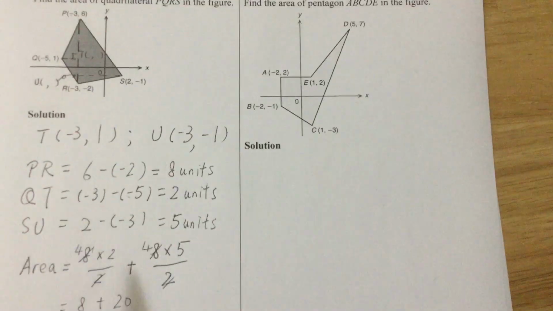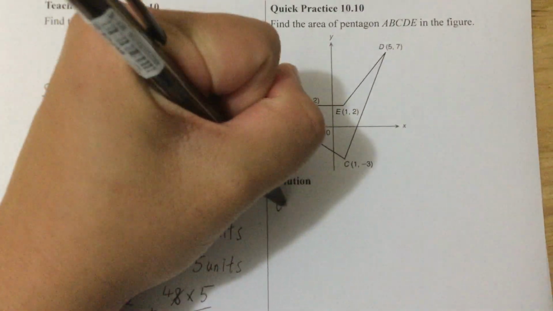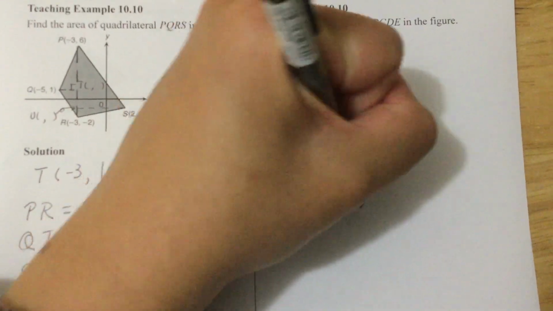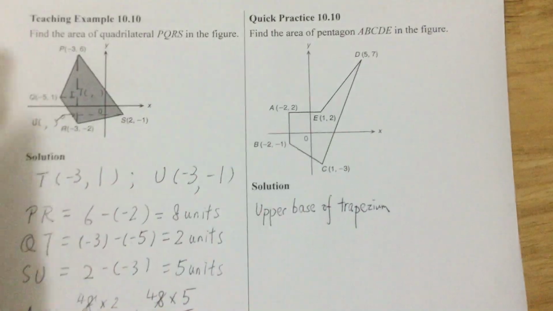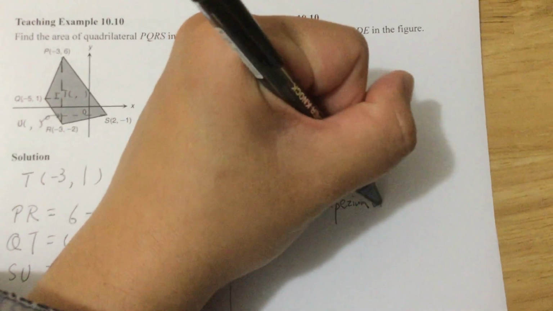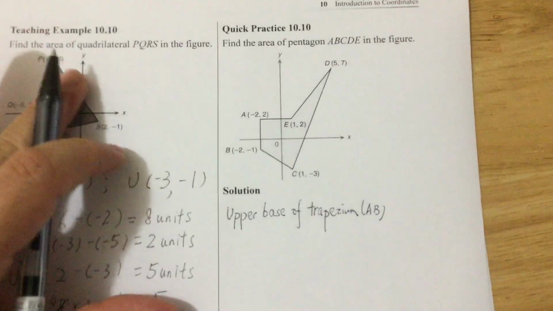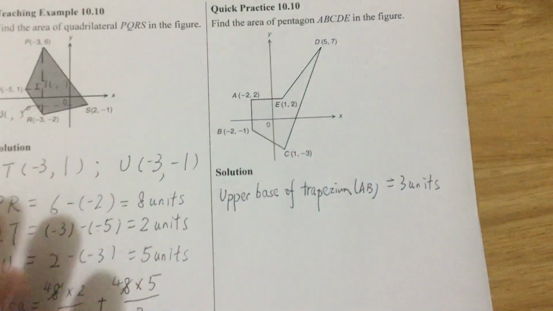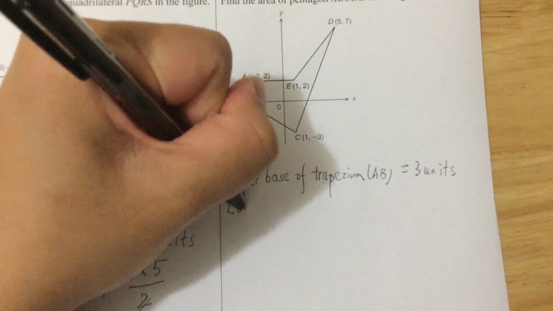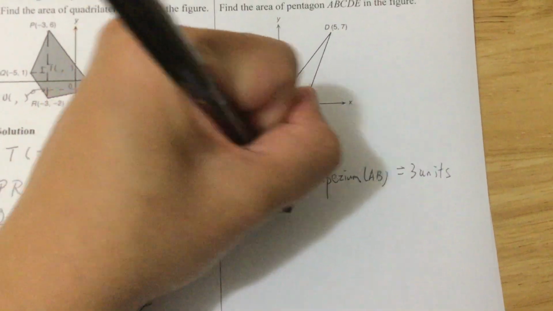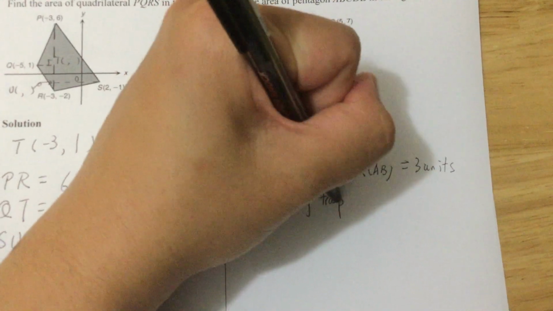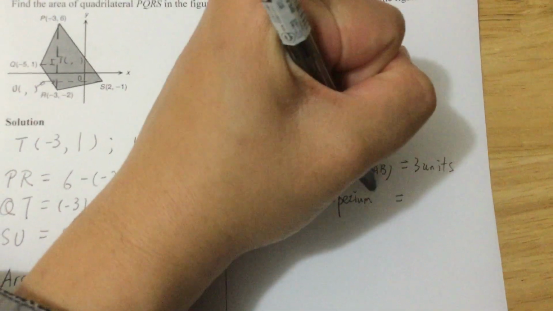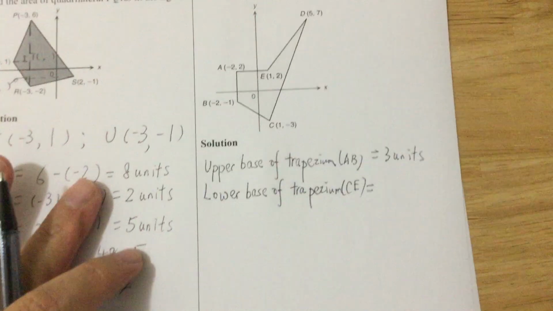Okay, now I will just write down something like this. The upper base of the trapezium, I choose AB as the upper base. This is just the tips. So this one is 3 units. Can you find it out? And CE is the lower base of the trapezium. Trapezium in Chinese is called 梯形. I hope you all know it is CE because I've told you. This is 5 units.